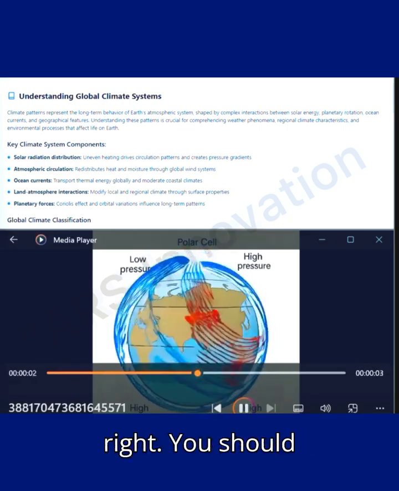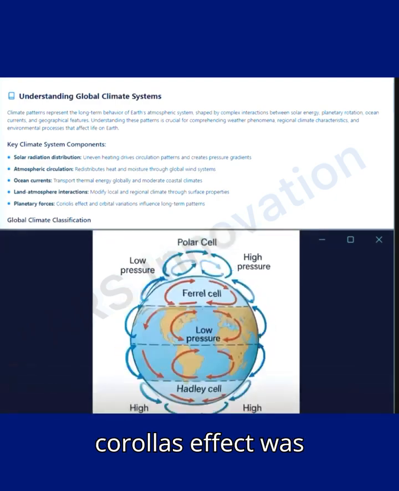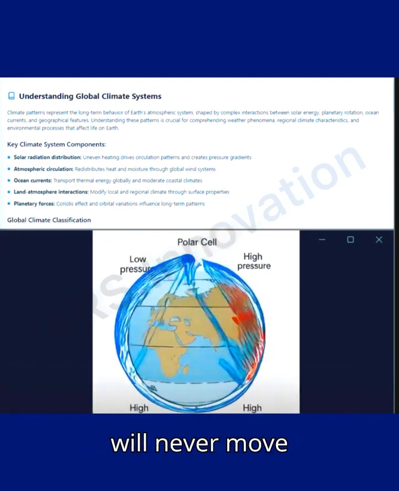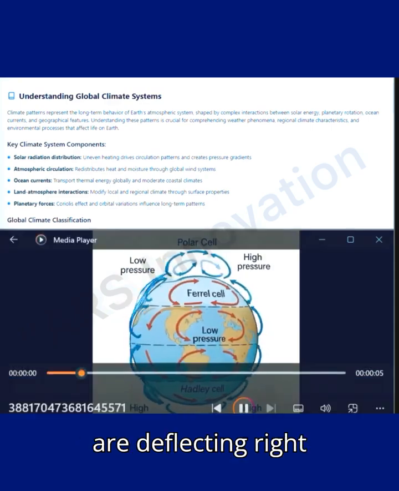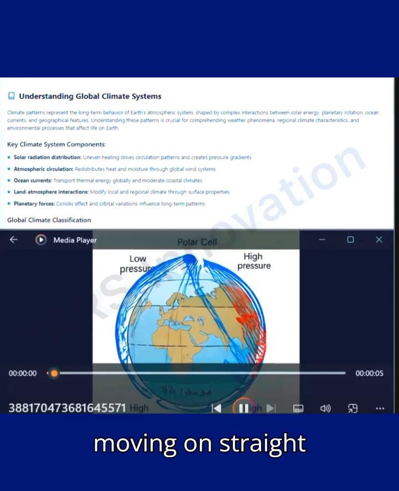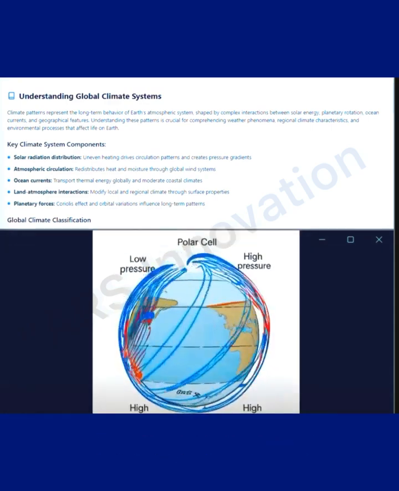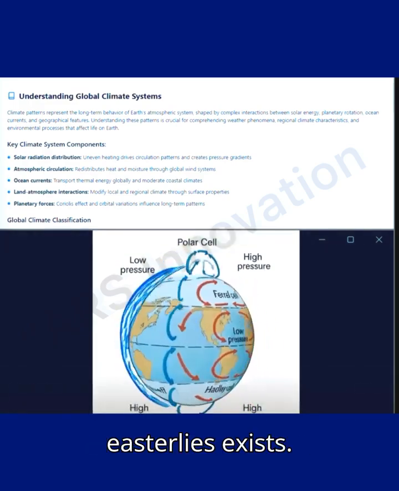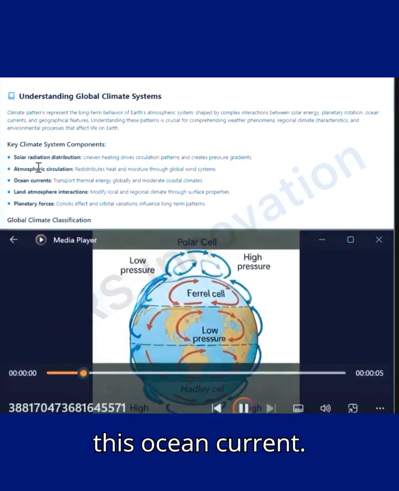Due to the Coriolis force, winds are deflected towards the right. You should remember that if the Coriolis effect was not present, winds would never move towards the right. The winds deflect rightward rather than moving in a straight line. This is why trade winds, westerlies and polar easterlies exist.